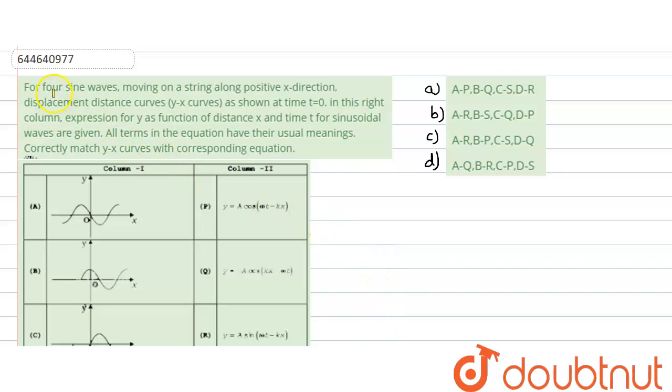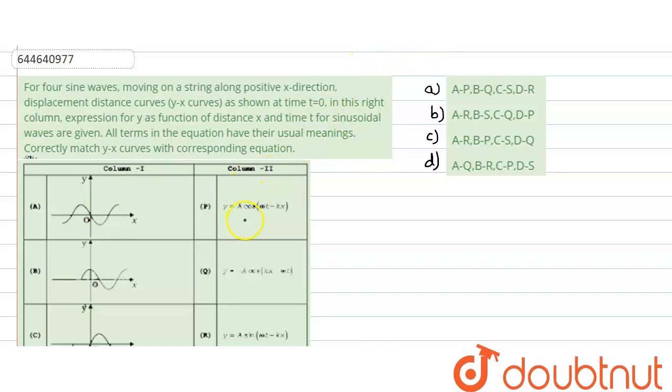Hello everyone, let us start with our question. In this question, what is given? 4 sine waves are given, which are moving on a string along the positive x direction, and displacement curves are shown at t equals to 0. Now in the right column, expressions for y as a function of distance for a time t for the sinusoidal wave are given, and we need to match column 1 and column 2.